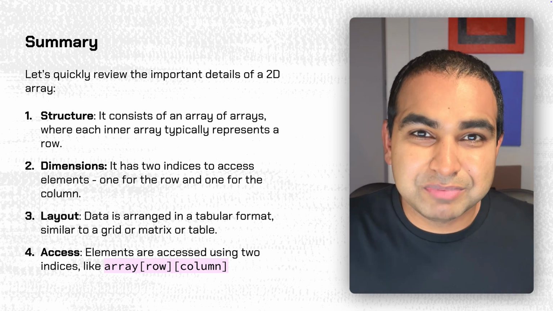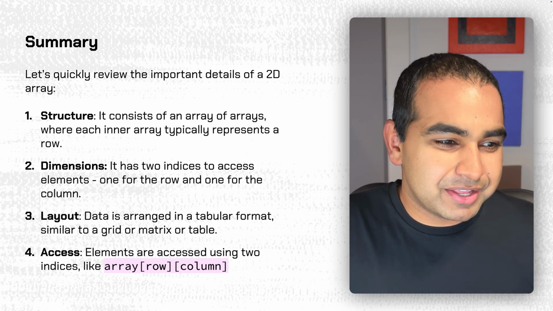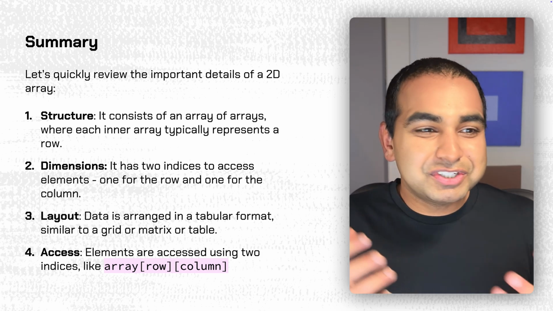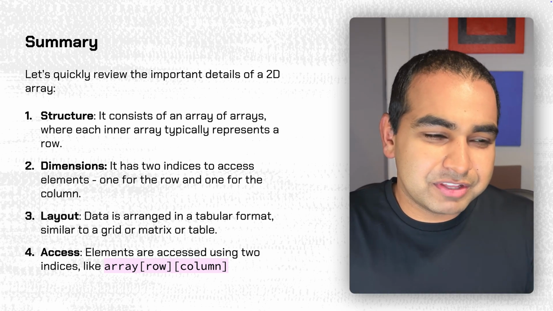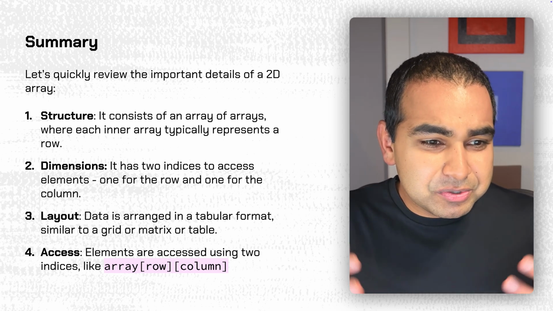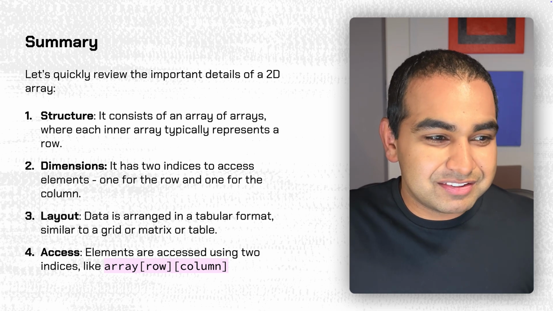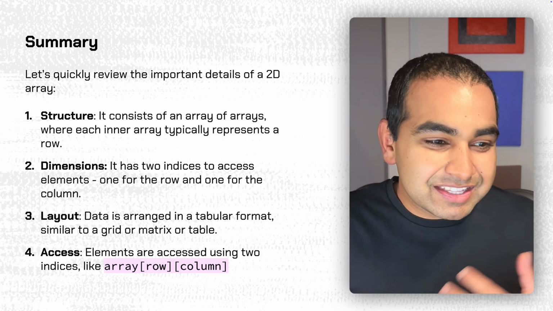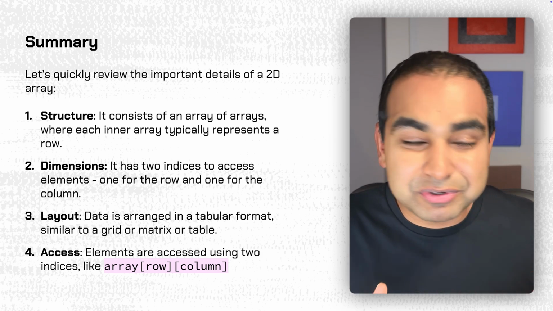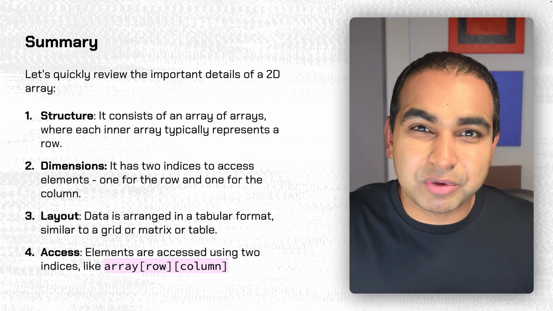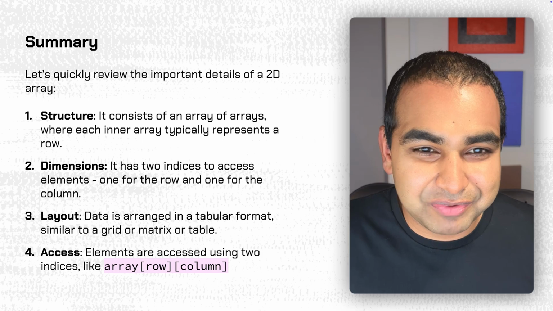All right, so before we wrap up, let's quickly summarize what we covered in the past few minutes, the important details of a two-dimensional array. There are a few points here. One is the structure itself. A two-dimensional array is an array of arrays where each inner array typically represents a row. It has two indices, one for the vertical position and one for the horizontal position, to access the elements. And lastly, the layout: the arrangement of our two-dimensional array is in a tabular format, similar to a grid, a matrix or a table. So if you know how to work with those data structures, or at least what they look like, you can mimic those in the world of two-dimensional arrays as well.